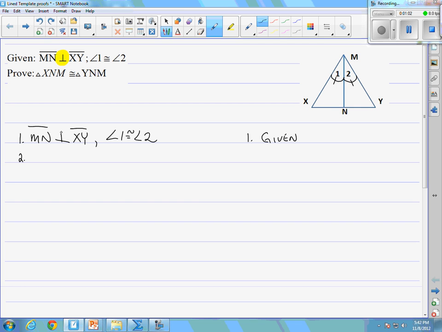So angle MNX and angle MNY are right angles. Now the reason I know they're right angles is because of the definition of perpendicular lines.